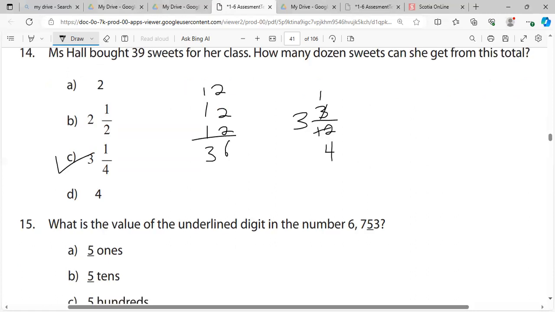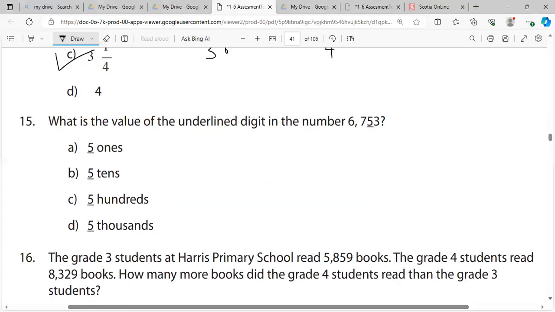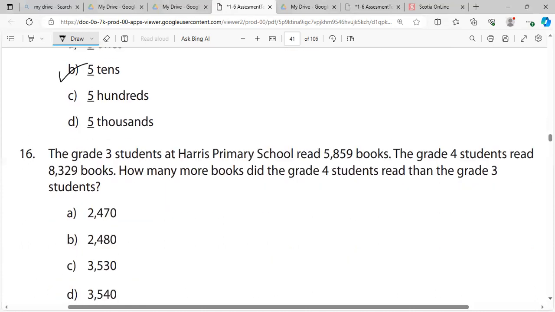Alright, let's look at number 15. What is the value of the underlined digit in the number? So we have 7, 6,753. So this is 5 tens here. So that would be B. Alright, let's move on to 16.